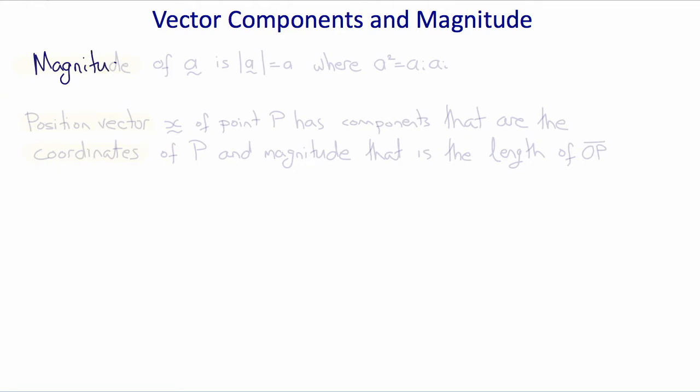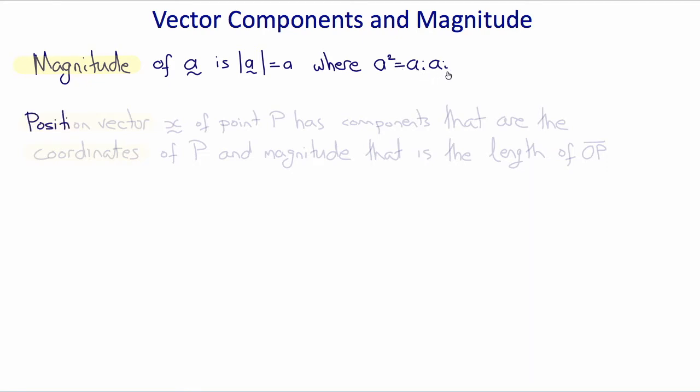The magnitude of a vector A is defined by A squared equals Ai Ai. This is Pythagoras. So A squared equals A1 squared plus A2 squared plus A3 squared.